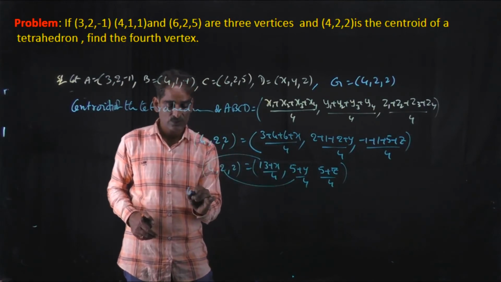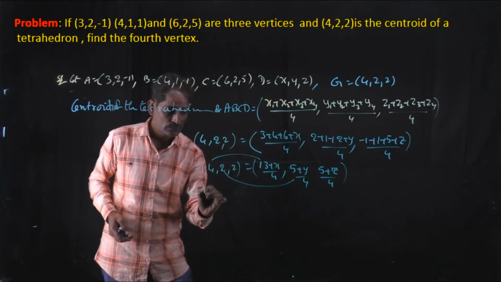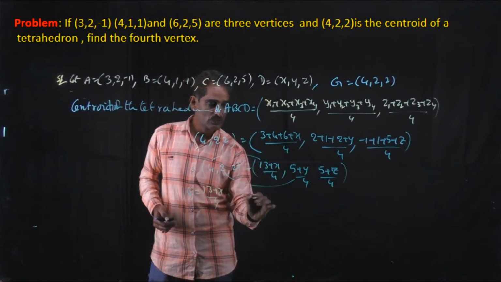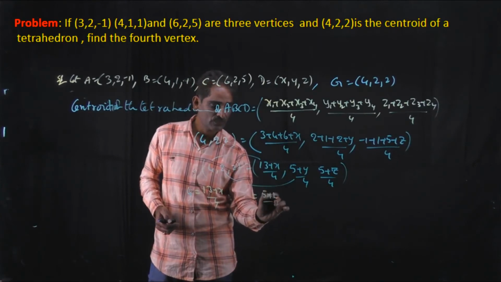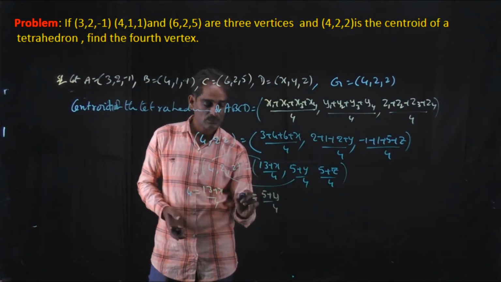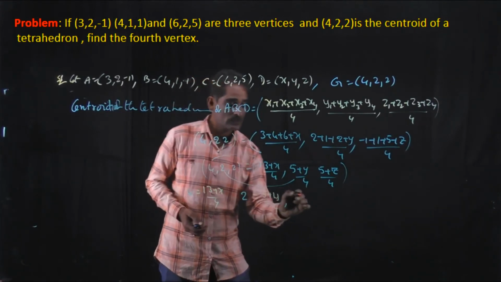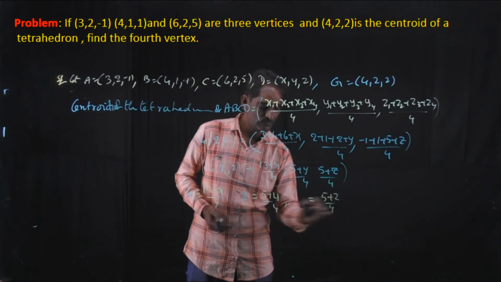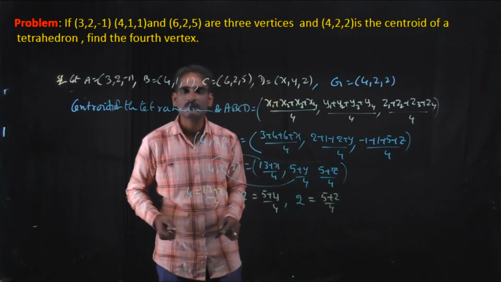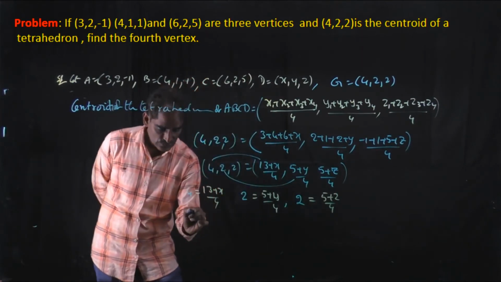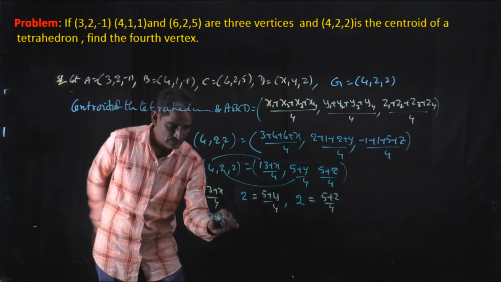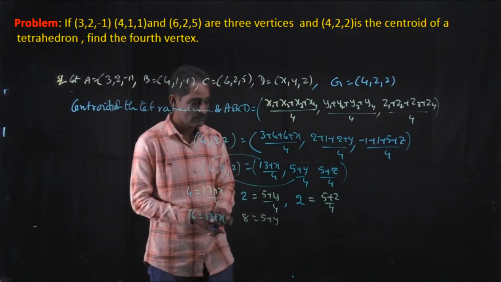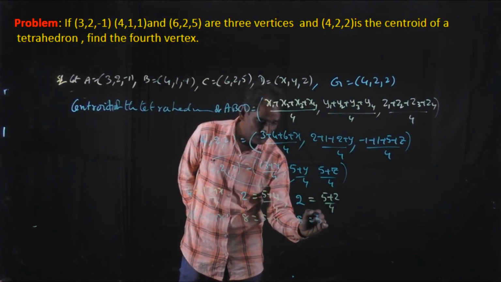Here 4 is equal to 13 plus x by 4, and 2 is equal to 5 plus y by 4. Next, again the z coordinate, 5 plus z by 4 is equal to 2. Okay, now from this, 16 is equal to 13 plus x, 8 is equal to 5 plus y, and 8 is equal to 5 plus z.